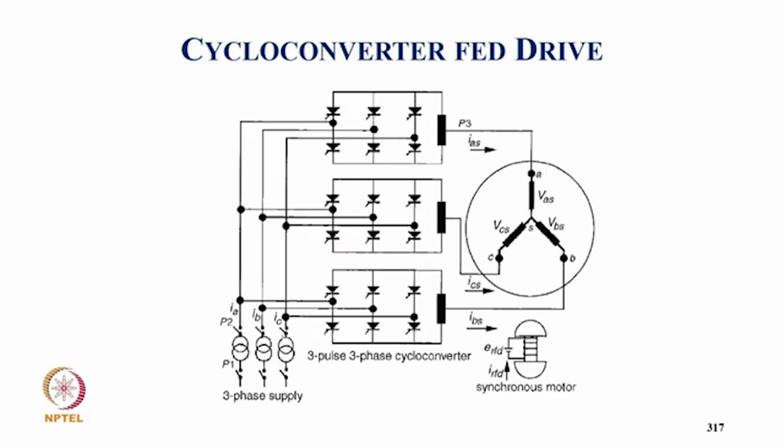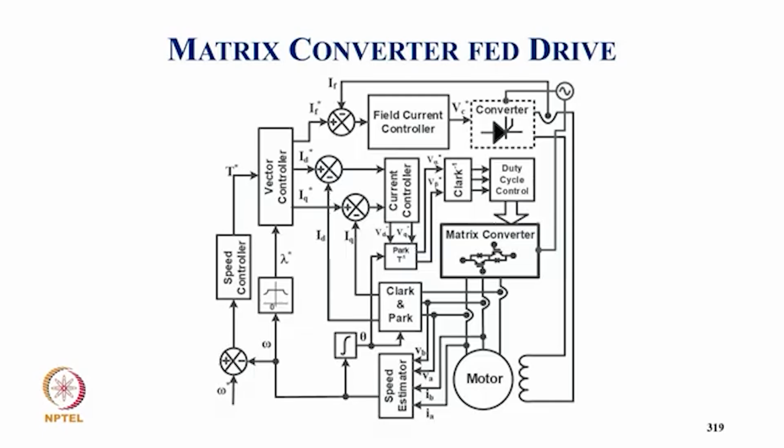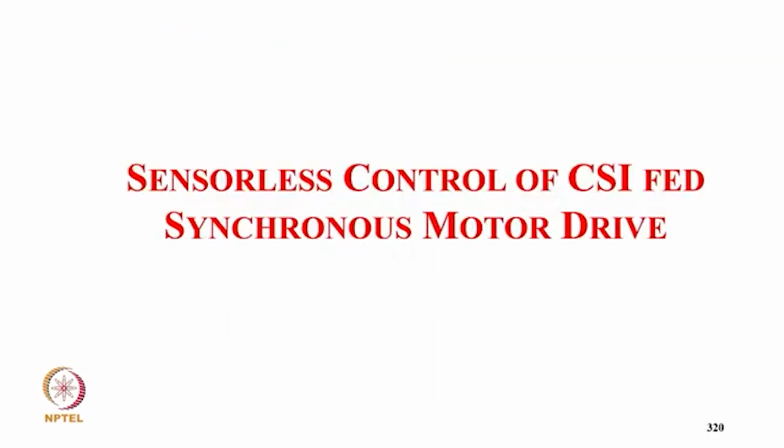This is typically a cycloconverter fed drive. We can easily implement it the way we have, and this is the control block of the cycloconverter fed drive, the same block except that we derive the reference voltage for control of the cycloconverter. This is typically the matrix converter. How we really go ahead is again with the voltage vector, and we decide the duty cycle control.